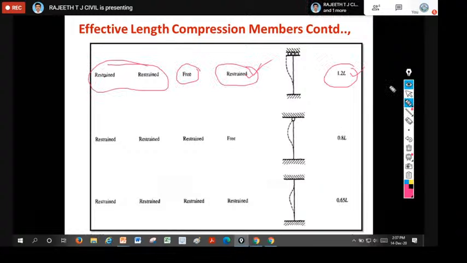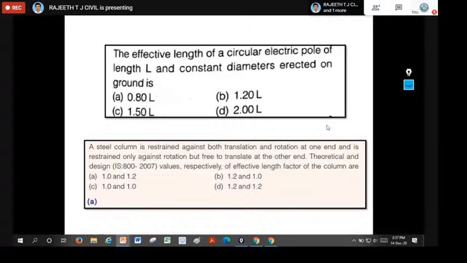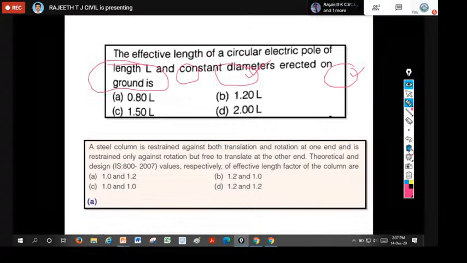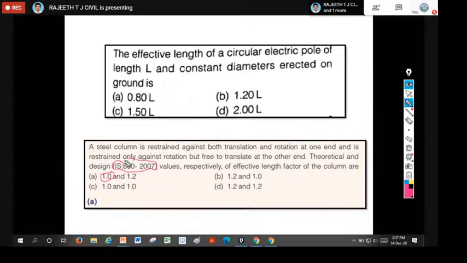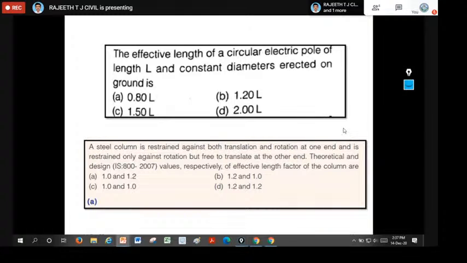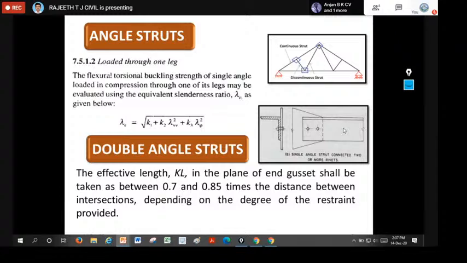So if you see the options in the given question, the theoretical value will be the distance between the two contraflexure points in the bending moment diagram. The value is 1. If you go for design values according to the code, what we saw in the last slide, the design value is 1.2. Therefore, option A is correct for this problem. So these were the two questions I referred to with respect to the effective length of the compression member.